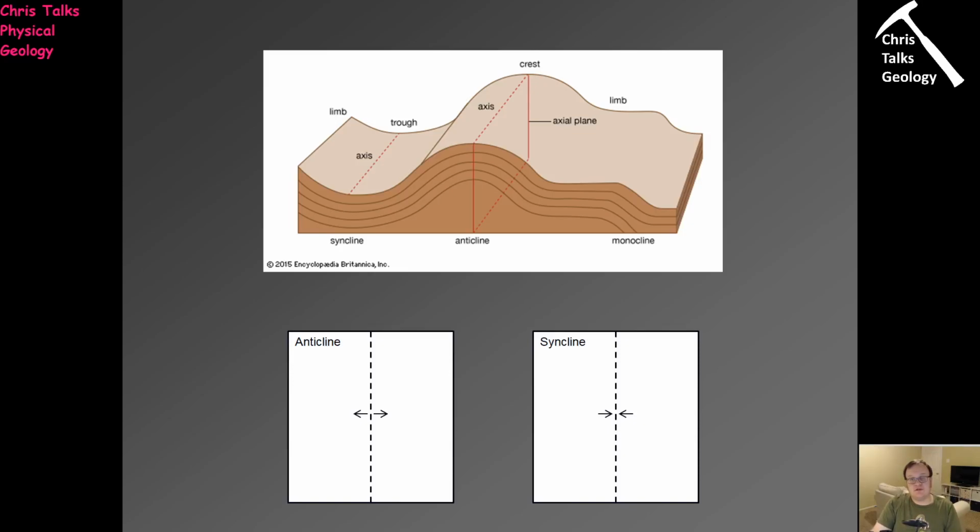Okay, so now don't get axis and axial plane mixed up. Remember, an axis is just a single line. It's an imaginary line that runs parallel to essentially the ridge produced by the fold. And the axial plane is a two-dimensional sheet, essentially. And the axial plane can move around depending on whether the fold is upright or whether it's been tilted.